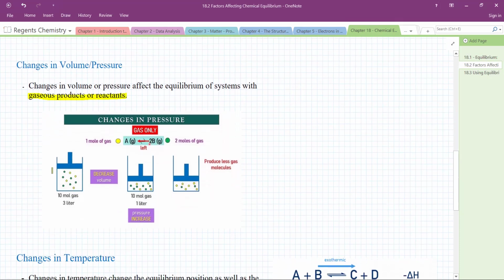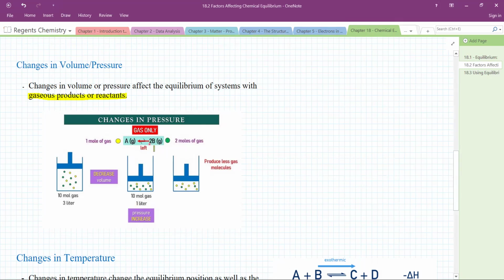Now, if I have 10 moles of gas in 3 liters, I have a 3-liter volume. If I increase the pressure and squeeze that volume down, decreasing my volume, suddenly I have more pressure and less volume. This is going to favor the reaction that gets rid of gases because that's going to reduce the pressure. It's going to alleviate the pressure.